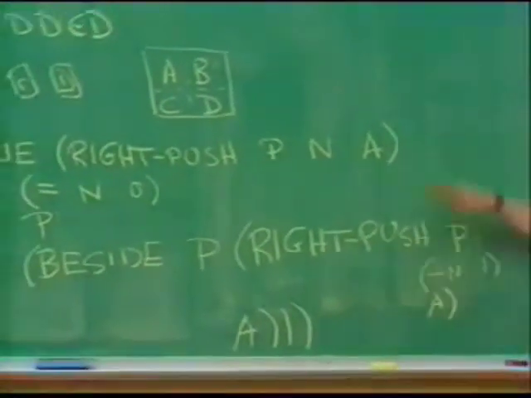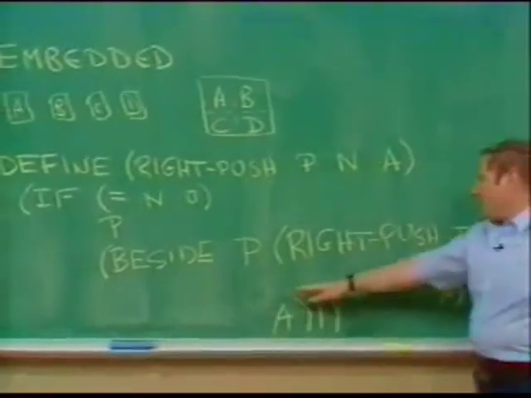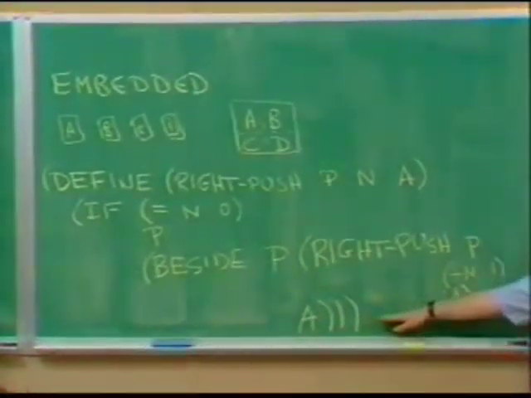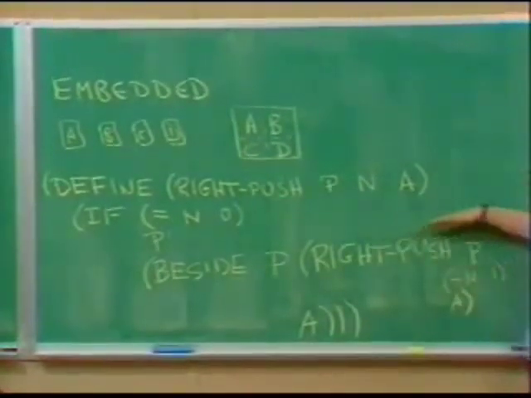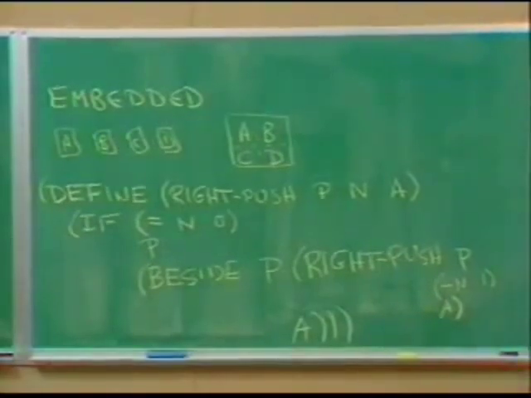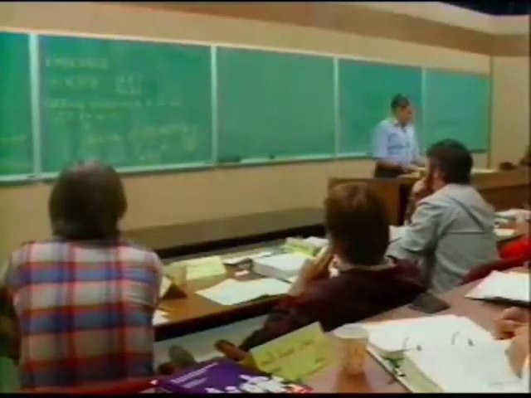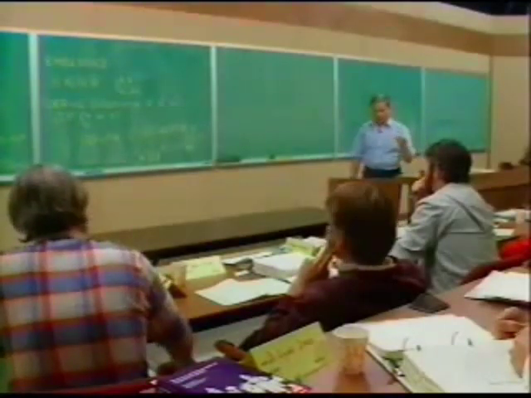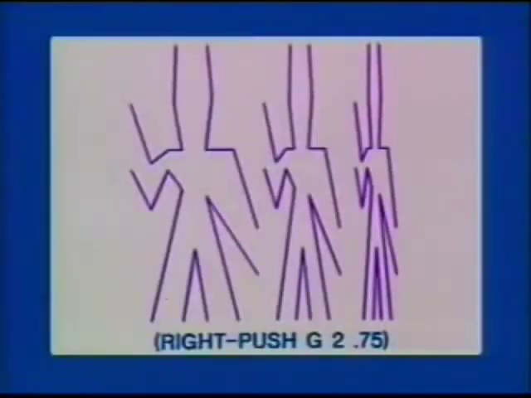Okay, so if n is 0, it's P. Otherwise, I put P with the scale factor of a, I'm sorry, I didn't align this right, recursively beside the result of right pushing P n minus 1 times with a scale factor of a. There's a recursive means of combination. What does that look like? Well, here's what it looks like. There's George, right pushed against himself twice with a scale factor of 0.75.